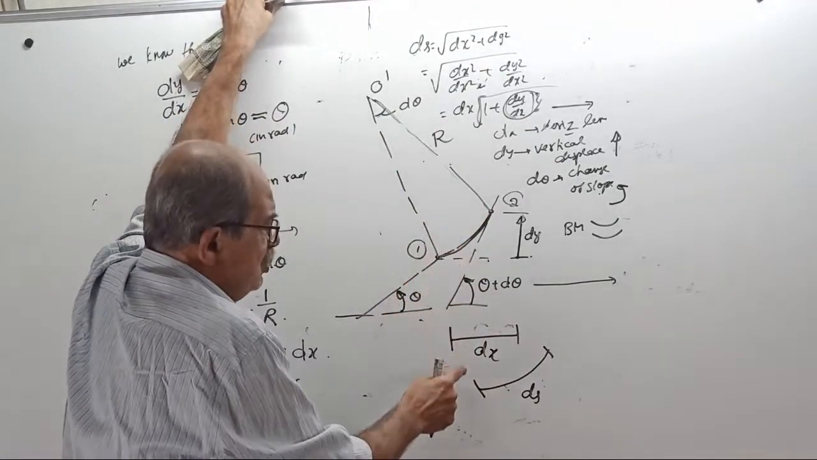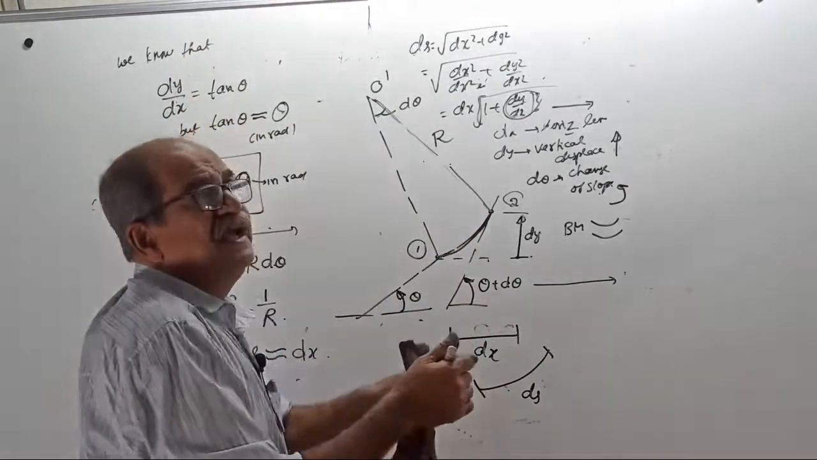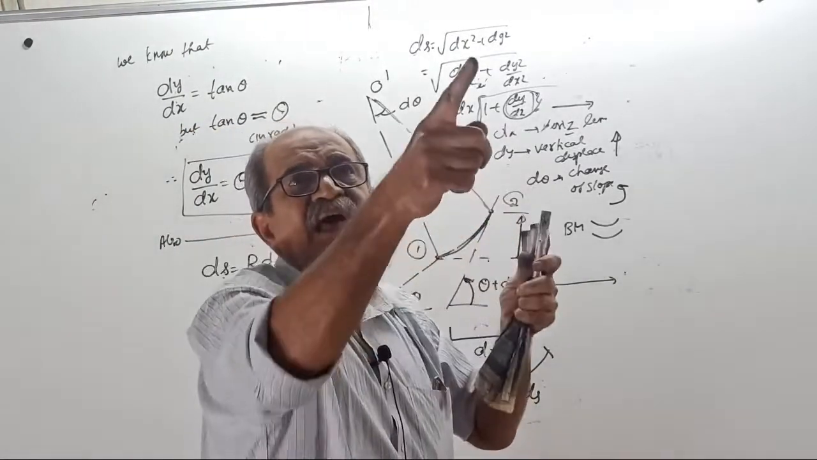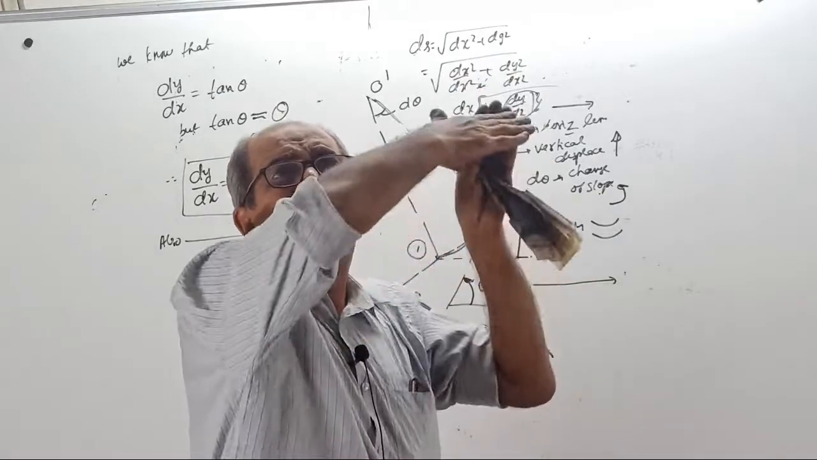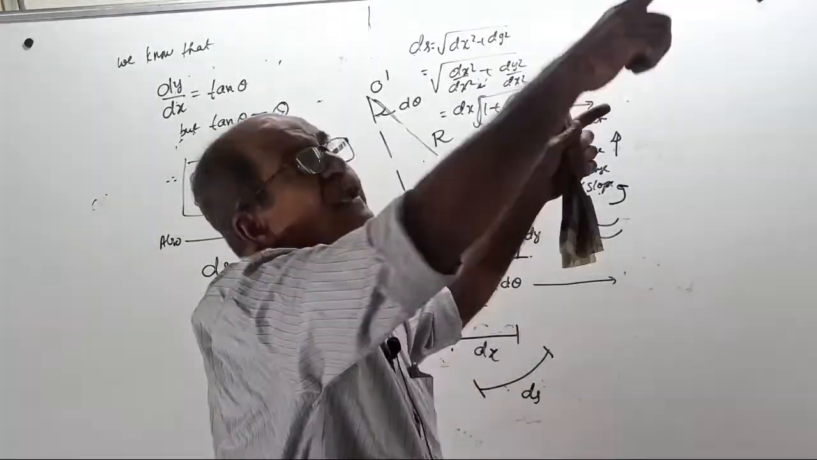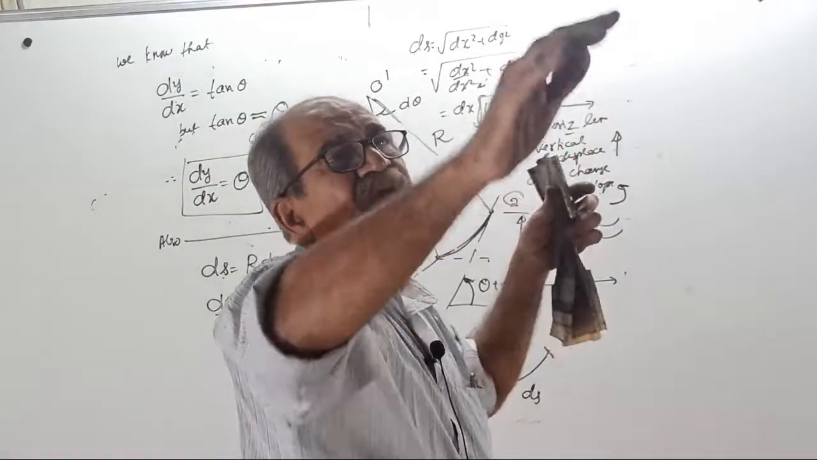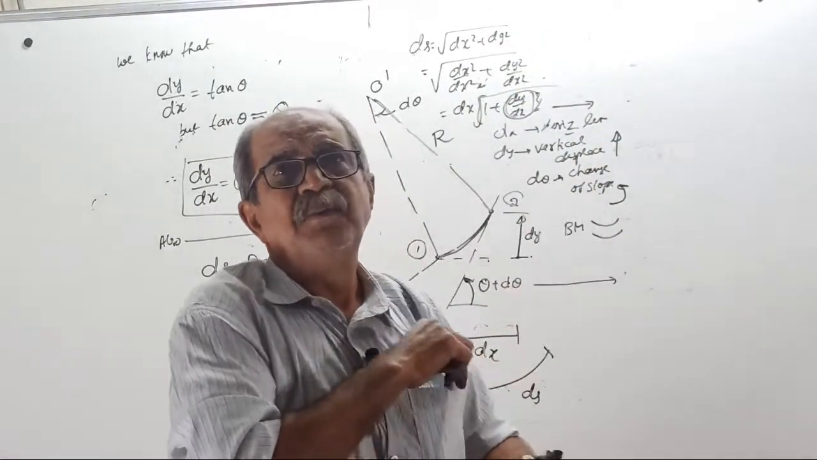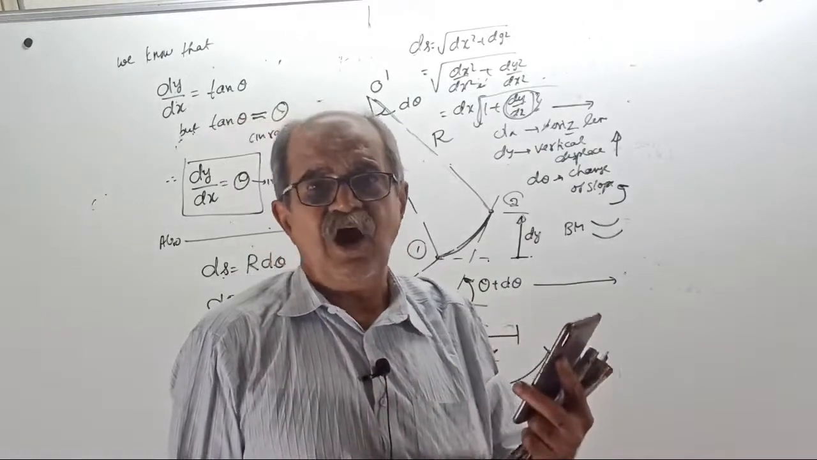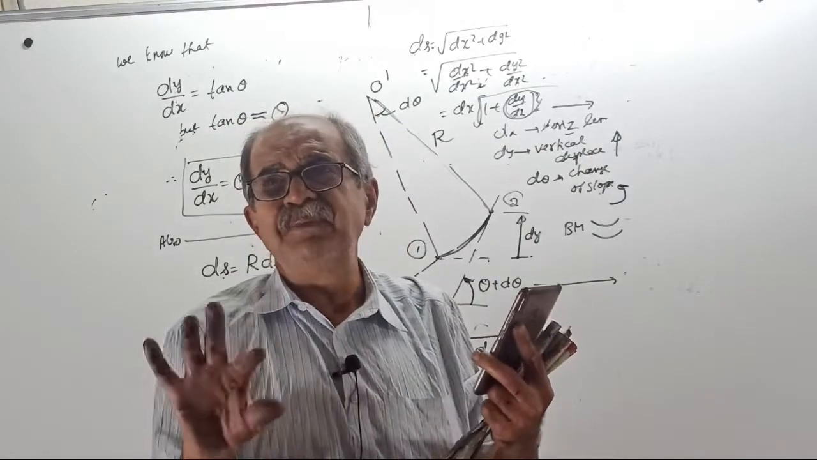See, make a note here: dx is the measurement made horizontally, and ds is the measurement made along the curvature. For a beam, whether you measure horizontally or along the curvature, both are almost the same. No difference.